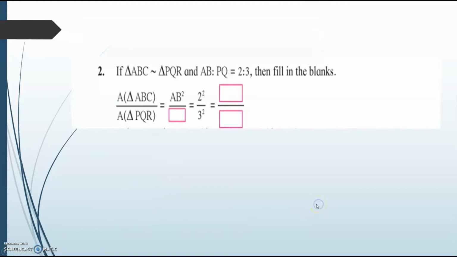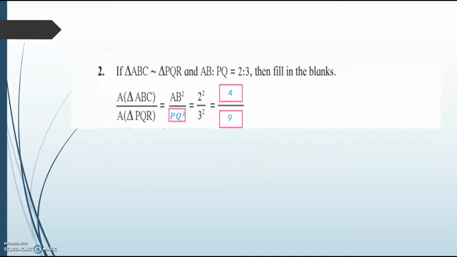Let's move on to question 2. If triangle ABC is similar to triangle PQR and AB is to PQ is 2:3, then fill in the blanks. So area of triangle ABC upon area of triangle PQR is equal to AB square upon PQ square. The reason, theorem of areas of similar triangles, has not been asked, so we'll not write it. This is equal to 2 square upon 3 square, which is 4 upon 9. So that's all we have to do in question 2.